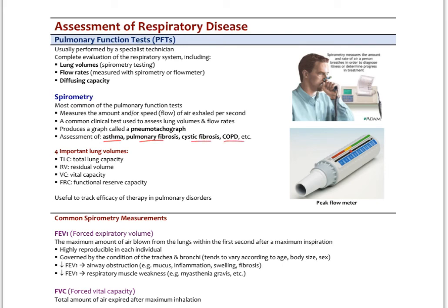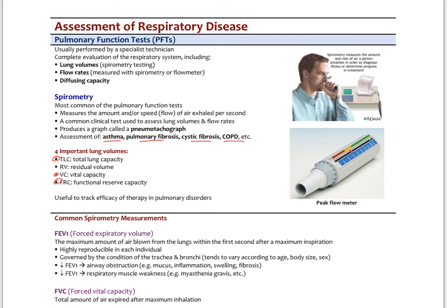The important lung volumes would be total lung capacity. Remember, that is how much you can maximally inhale and exhale, plus the residual volume of the lungs. And the vital capacity, which is going to be how much you can maximally inhale and exhale. And then your functional reserve capacity, which is another measure we looked at. So basically, those four are very useful to track different pulmonary conditions.